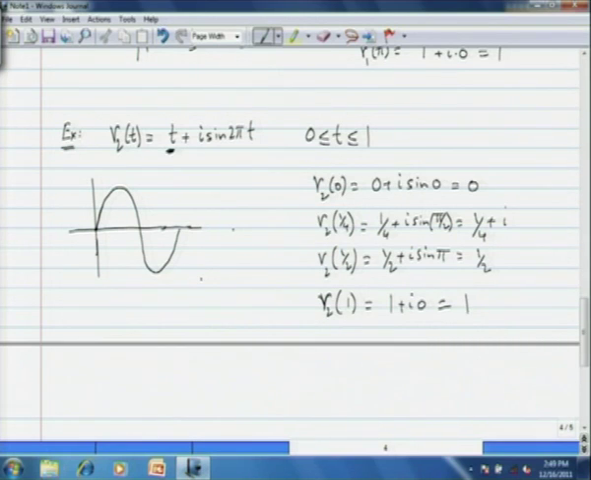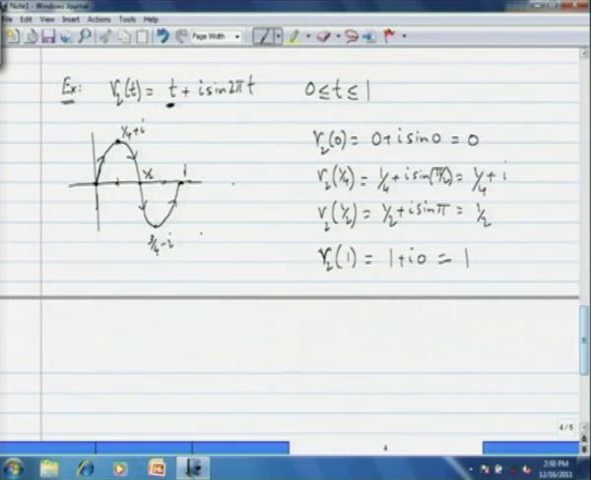So, gamma 2 starts at the origin in the complex plane, and at time t equals 1/4, you are at this point 1/4 plus I, and at time t equals half, you are at this point half on the real line, and at time 3/4, for example, you are at this point 3/4 minus I, and finally, at time 1 you reach this point 1. So, the particle starts here and travels as dictated by gamma 2, this way, and it ends up at this point 1.